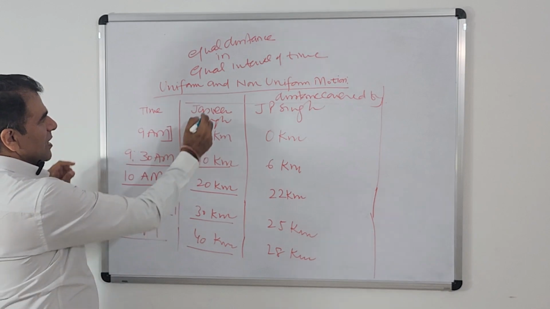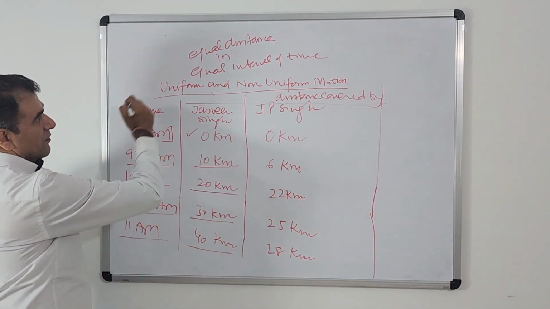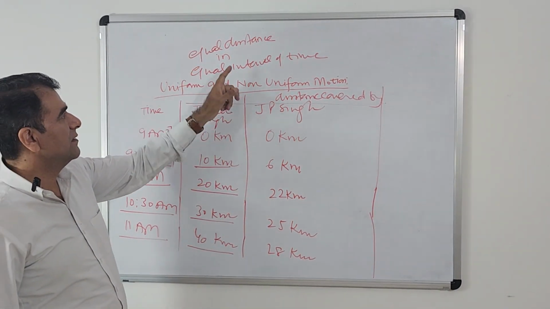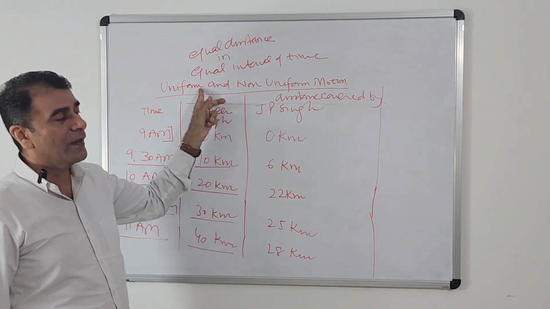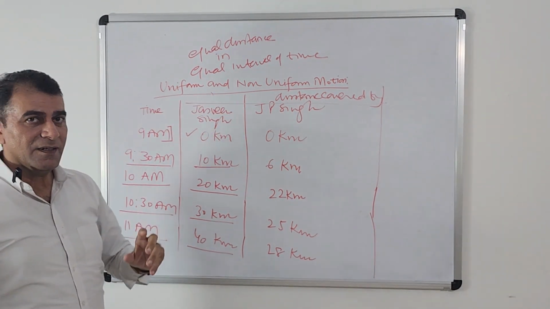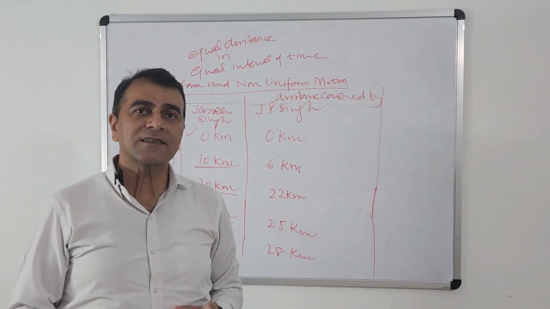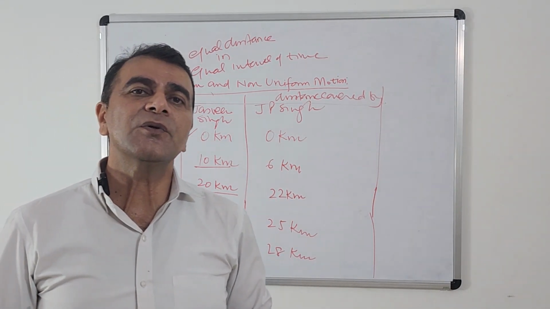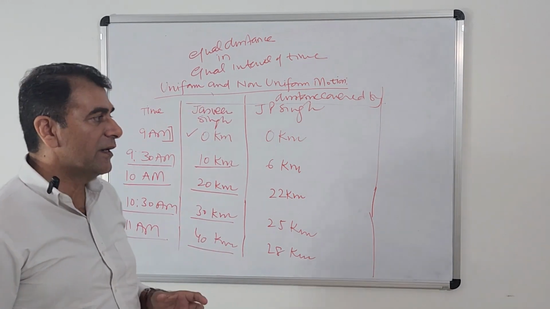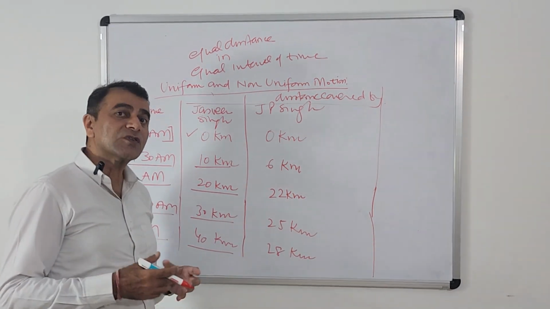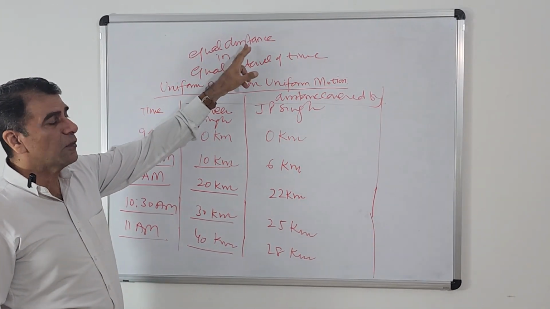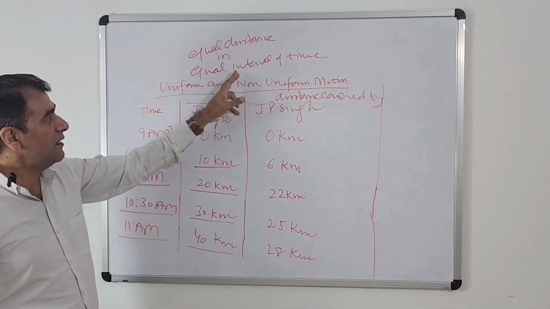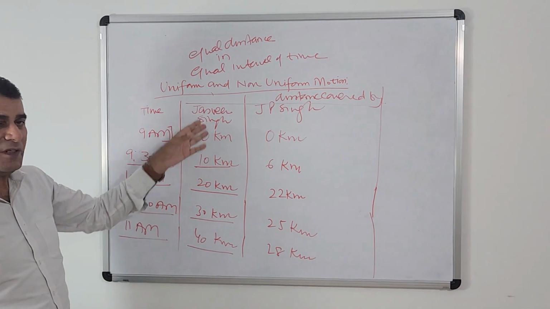So, this type of motion is called uniform motion. Simple. So, what is uniform motion? An object is said to be in uniform motion, or an object is said to possess uniform motion, if it covers equal distances in equal intervals of time, like Jasveer Singh did.